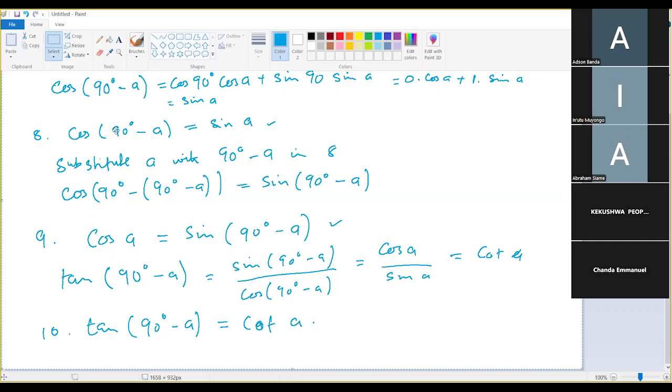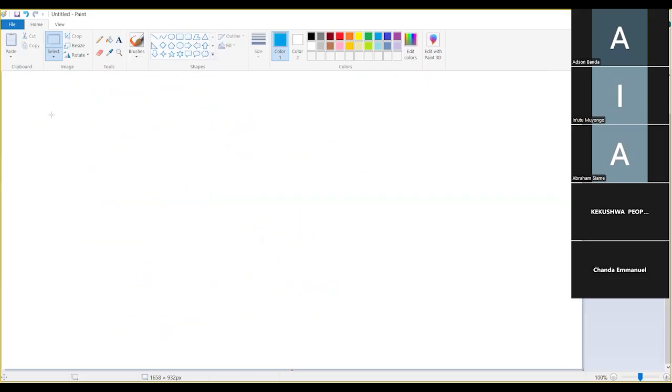Right. So let's move on to the other identities. So we have 10 identities so far. You know them by using them, of course. So let's see, go back to identity number 8. So identity number 8 is the cosine of 90 degrees minus A is equal to sine A.